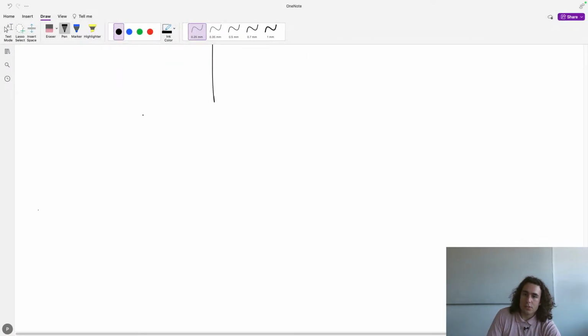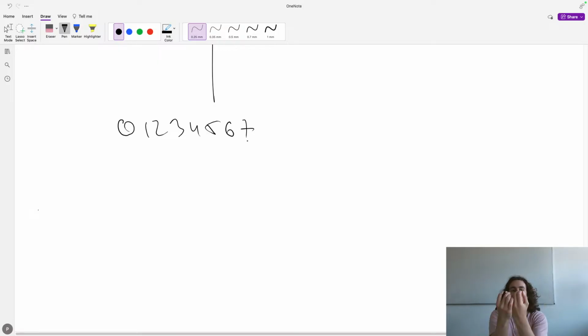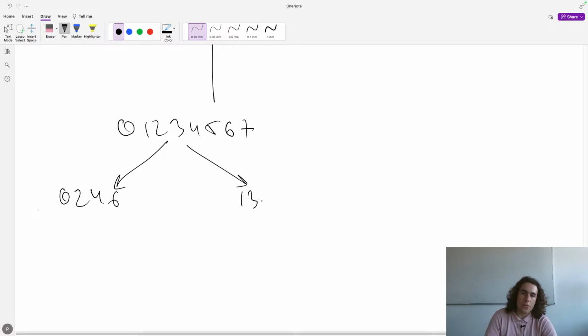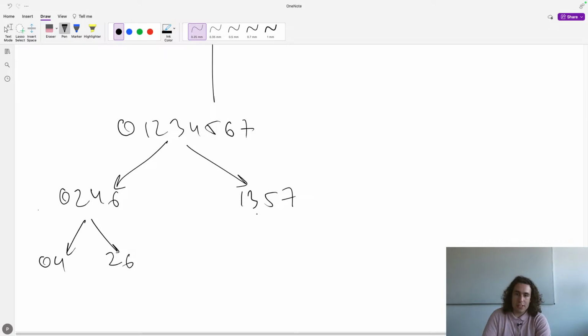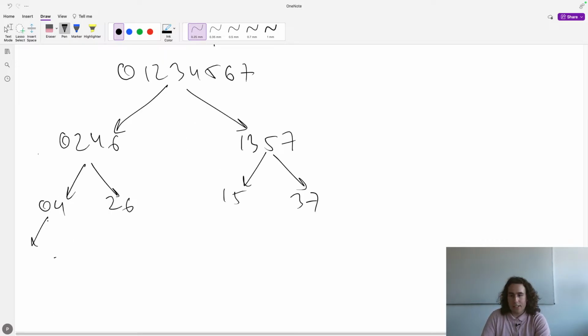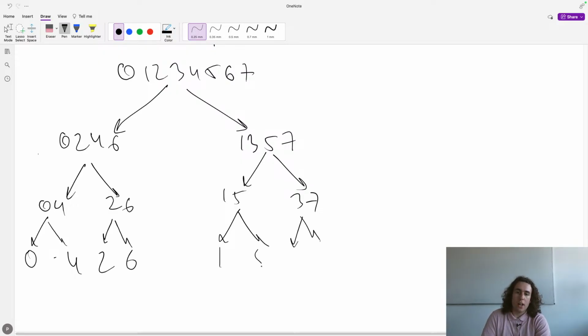We take the root, we had 0, 1, 2, 3, 4, 5, 6, 7. These are the indices in our initial vector. Now we split them into even and odd positions, right? 0, 2, 4, 6, 1, 3, 5, 7. And then we do it again, we recurse, we put even values, so 0, 4, 2, 6, here also 1, 5, 3, 7. And then finally, the last level, we have 0, 4, 2, 6, 1, 5, 3, 7.